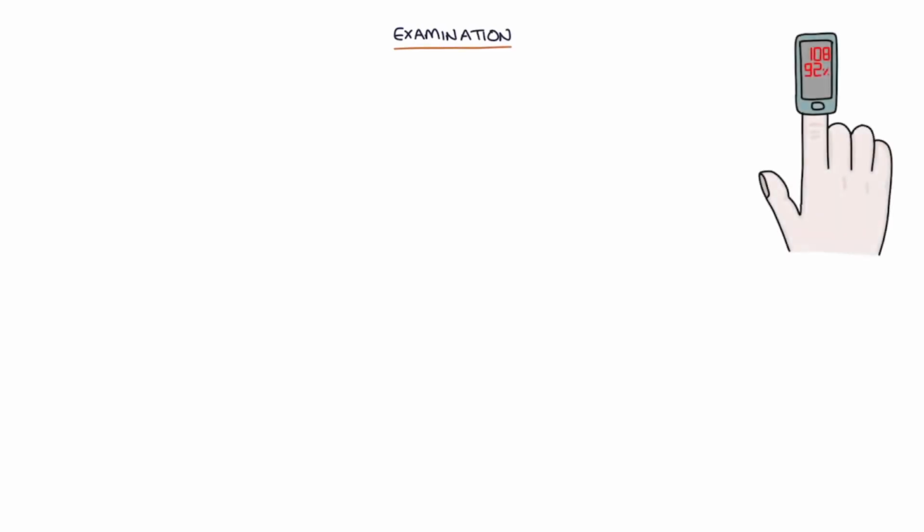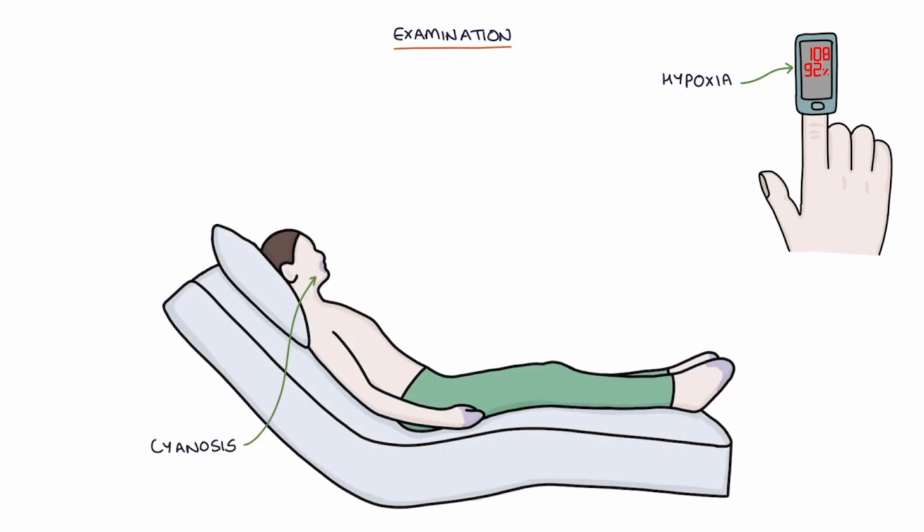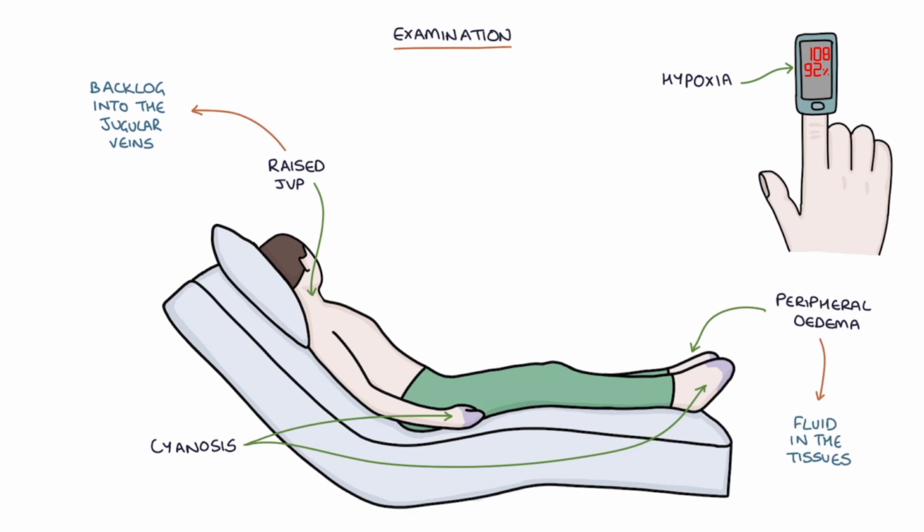It's important to examine patients for signs of cor pulmonale. So these signs are hypoxia, they might be cyanotic, they might have a raised JVP, and this is because of a backlog of blood into the jugular veins in the neck. They might have peripheral edema due to all the backlog of blood into the peripheral venous system, causing leakage of fluid into the tissues.